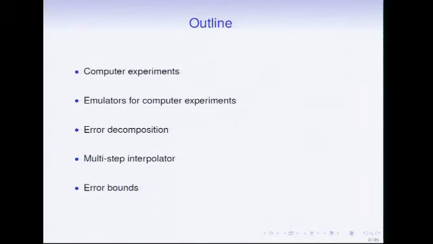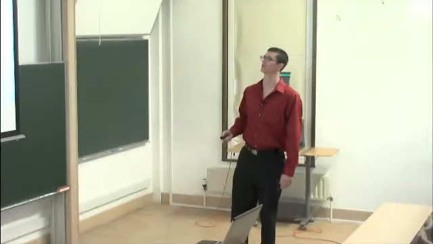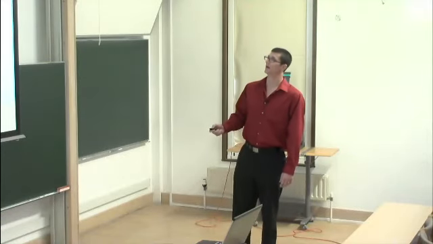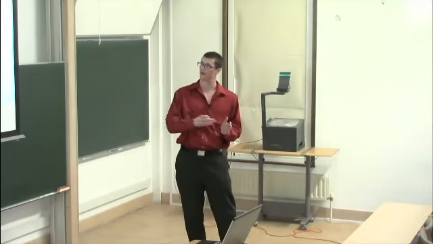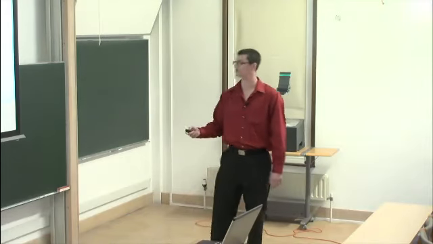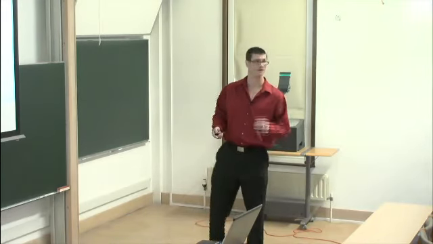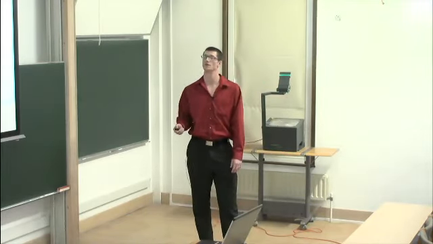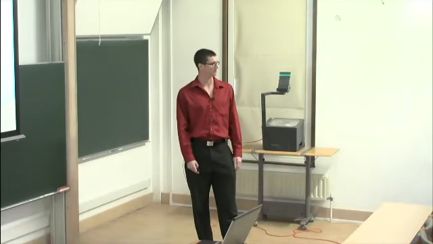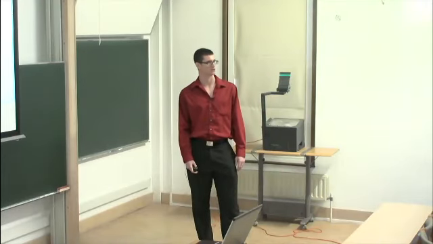All right. So a little outline. I won't spend much time talking about computer experiments because that would be pretty silly. I probably won't spend a ton of time talking about emulators, although I have a little bit, maybe a different perspective than totally standard. And go through an error decomposition into numeric and nominal error, and then introduce this multi-step interpolator and develop some error bounds for it. So please interrupt if I say something that doesn't make any sense. Just ask.